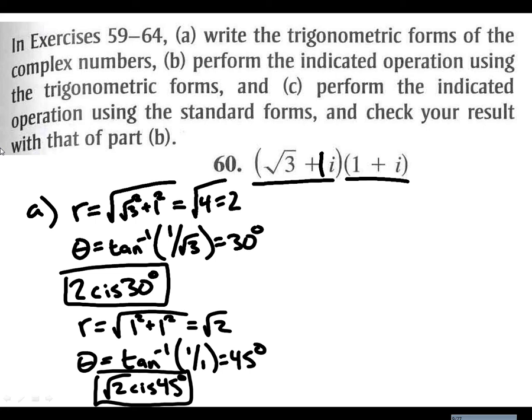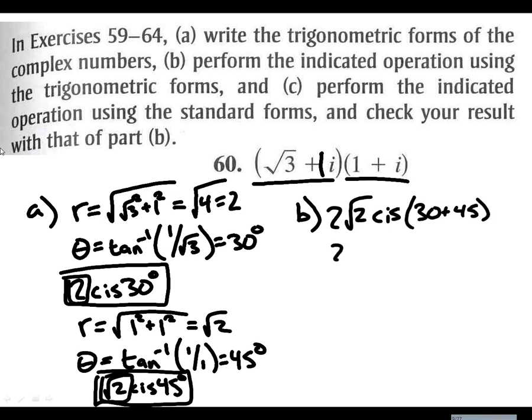All right, for part B, we want to perform the indicated operations. They're next to each other, so we're multiplying. Let's multiply these two things together. We're going to multiply the r's, 2 times rad 2, and get 2 rad 2. For the cis, we're going to add the two angles together, 30 plus 45, and get 75.